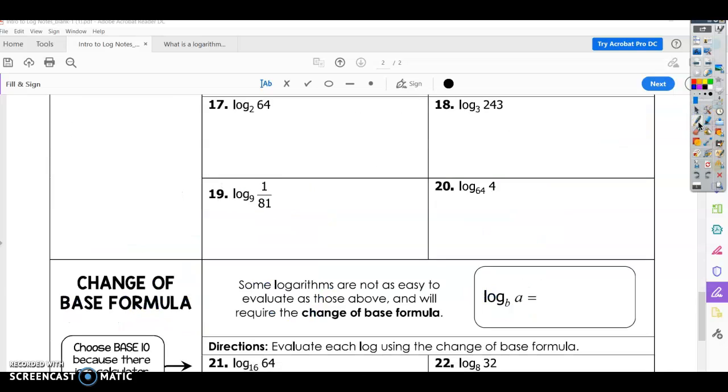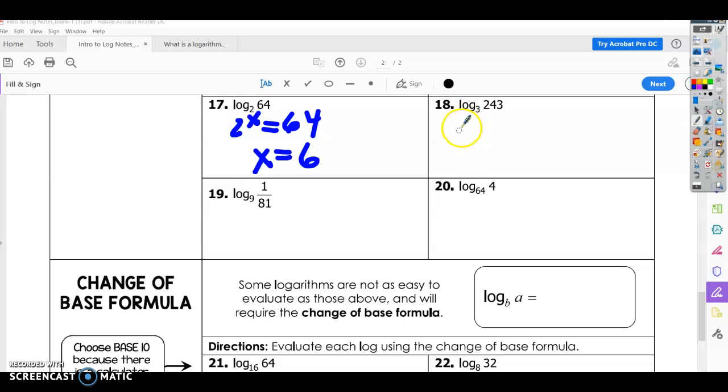All right, moving on down to 17. So we're going to have 2 to some power equals 64. If you are not familiar with your powers, then you may have to look at your powers. But 2 to some power, I'm going to play with that. I know 2 to the 5th power is 32, so this is 2 to the 6th power.